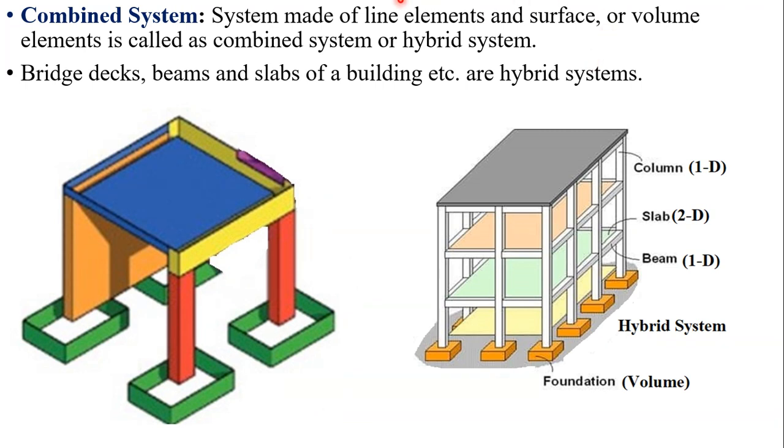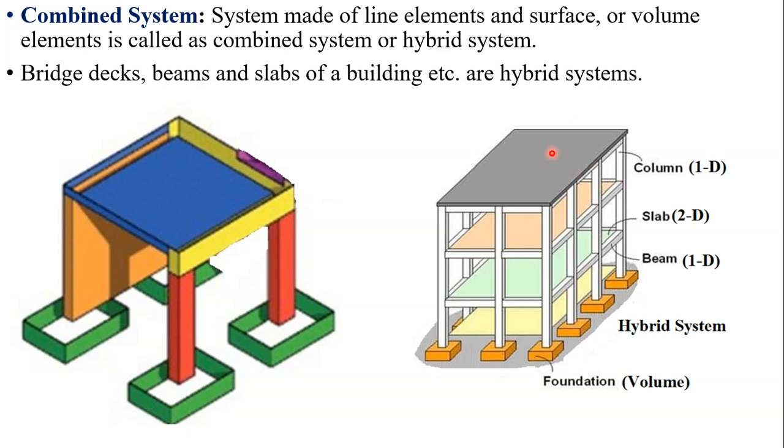Now combined system. A system made of line elements, surface elements or volume elements is called a combined system or hybrid system. Now in this figure, this particular frame is a combination of 1D, 2D and 3D elements. For example, here this is foundation. Foundation is a volume element, three-dimensional. All the dimensions are significant, while these beams and columns are one-dimensional elements.